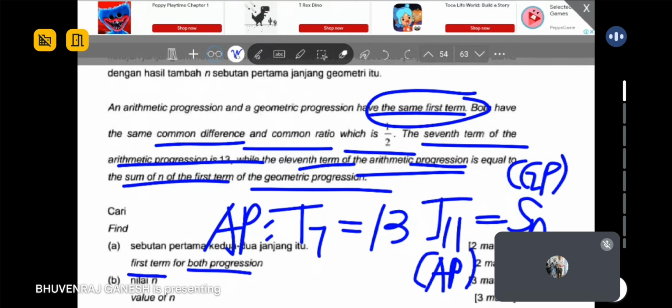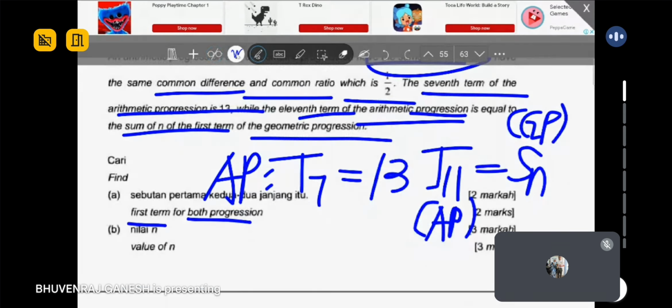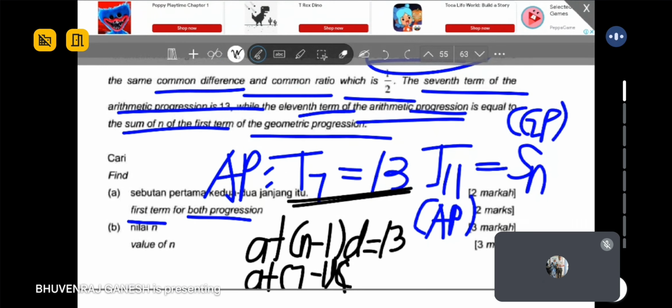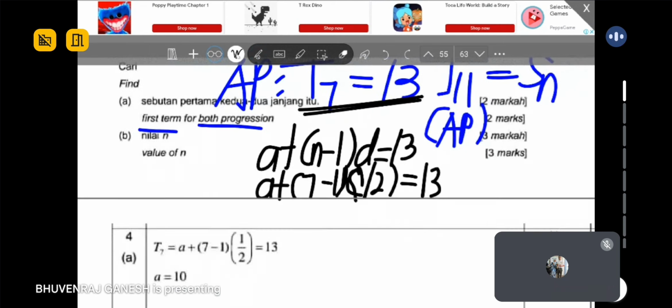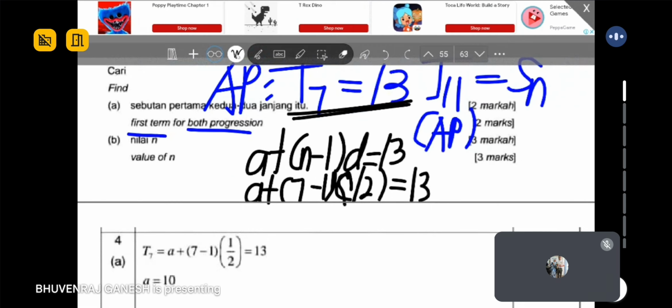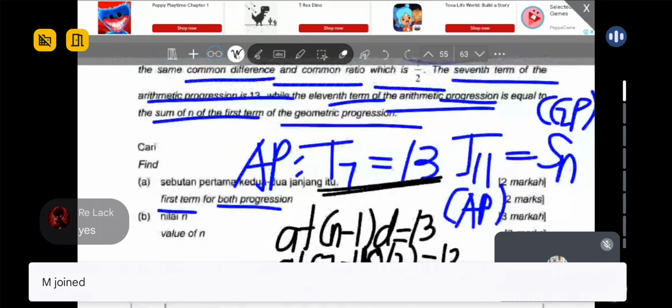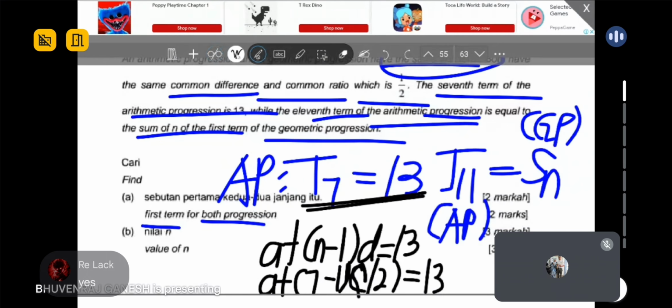Okay, so now how to find the A value? Macam mana cari nilai A? You can use this equation. So this one is AP. So A plus n minus 1 D equal to 13. A tak tahu, n is 7, and then D equal to 1/2. So you can solve the equation. Boleh selesaikan dah. So your A value you should get 10. Are you clear? How to do 4A? Senang kan? Very straightforward. So kamu guna satu persamaan cukup. Just use one information.